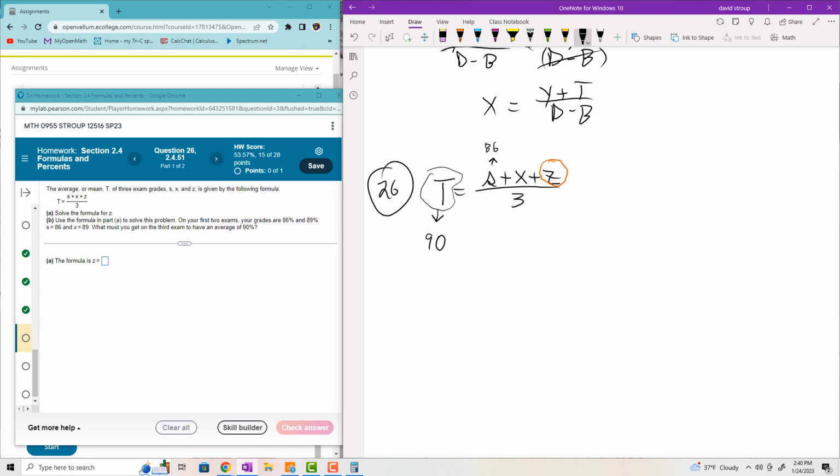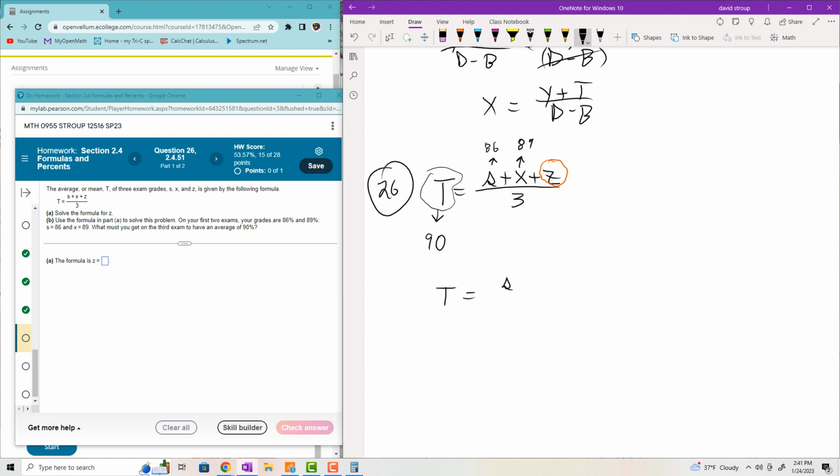I got an 86 on the first test. I got then an 89 on the second. And I want to figure out what I need on the third, right? Okay, so I'm going to change it into a formula for Z, and it's going to tell me exactly what I need on that third test. So I'm going to multiply first to get rid of the 3.